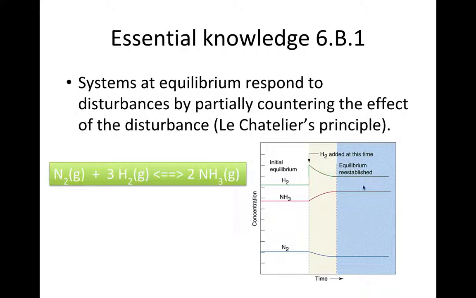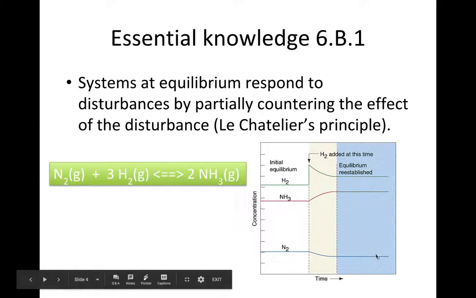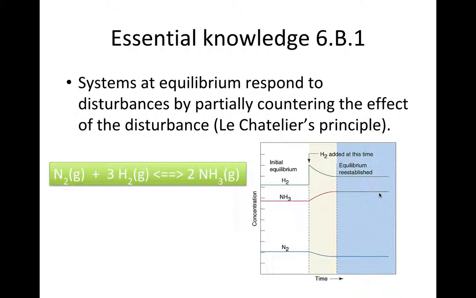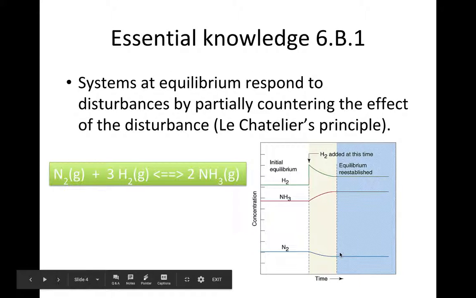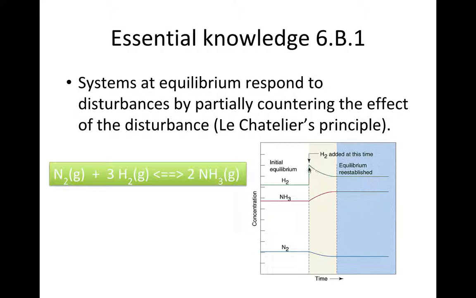But notice that the new concentrations of NH3, H2, and N2 are all changed. Because we shifted to the right, the amount of NH3 is greater. Because we shifted to the right, the amount of N2 is less. But interestingly here, the amount of H2 is less than it was right after adding the extra H2, but greater than it was in the initial equilibrium. So we see that the shift has countered the effect of adding hydrogen, but only partially countered that effect. Le Chatelier's principle.